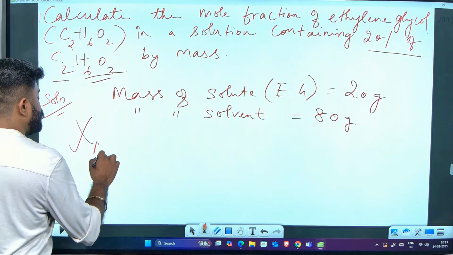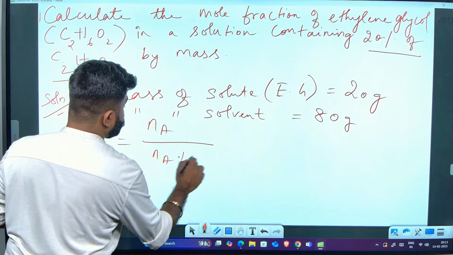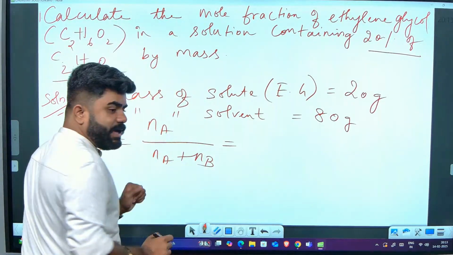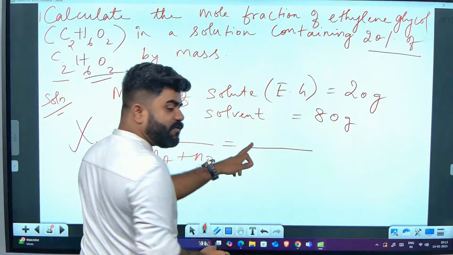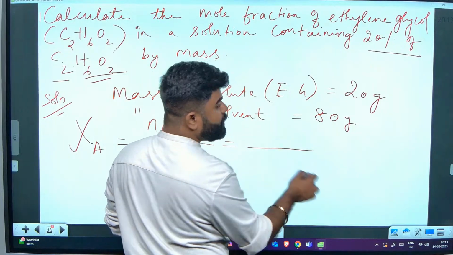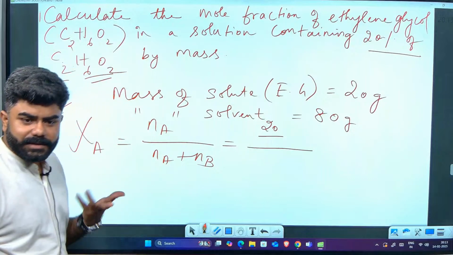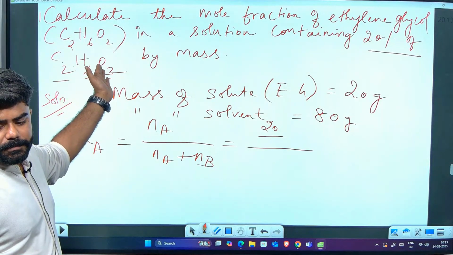That is psi of A is equal to Na by Na plus Nb. This is the formula. Na is the number of moles of ethylene glycol. So, number of moles is nothing but given mass by molar mass. Given mass is 20, do you know the molar mass? No, we have to calculate. Let's calculate C2H6O2.